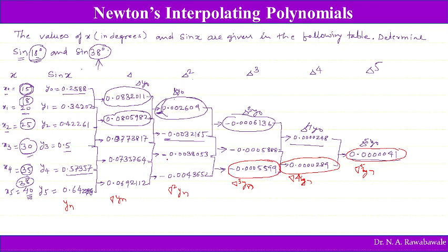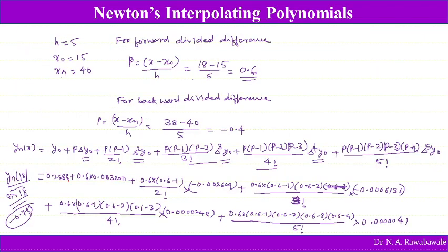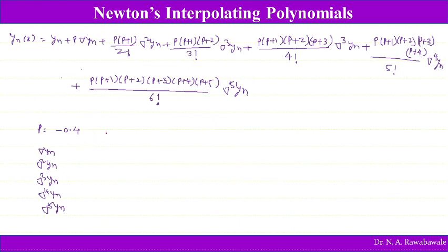You will get the value of sine 38. So these values we have to substitute in this equation. In this equation we get sine 38. Whatever value of sine 38 you get, you substitute in yn, p delta yn, and so on. Every value you know, you substitute and calculate, and you will get the value of sine 38, that is x equal to 38. Okay, we stop here and we will discuss the rest in the next lecture.